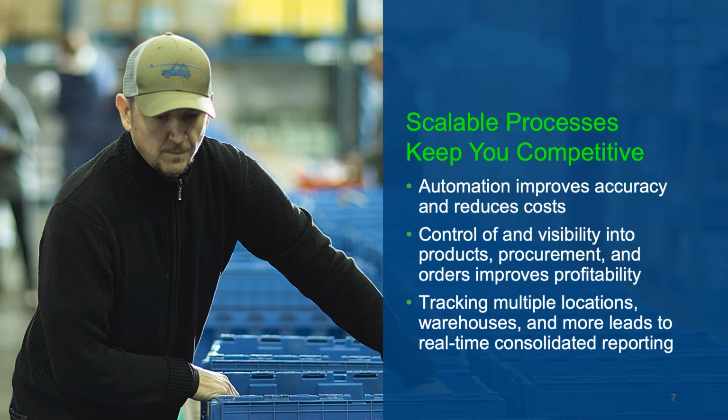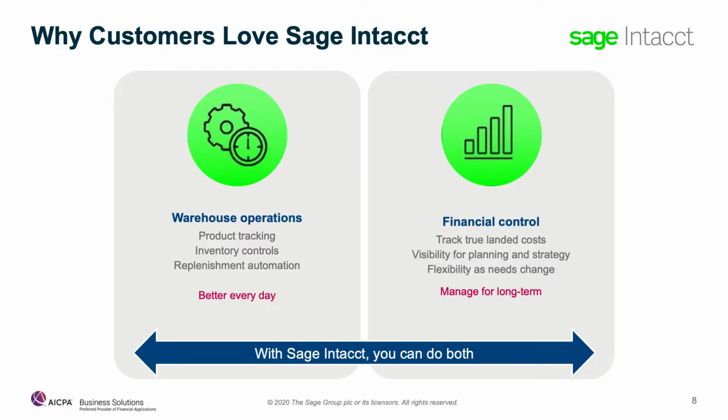Customers tell us their companies are forever changed with Sage Intacct. Why do they love us? 2 reasons. First, by improving warehouse oversight and controls, increasing inventory accuracy and compliance, and automating replenishment, we simply help companies run better. We keep operations running more efficiently while letting each part of the organization use the best tools for their part of the job.